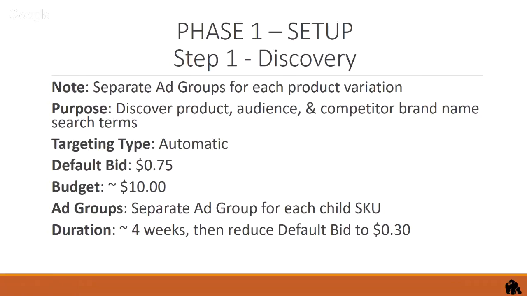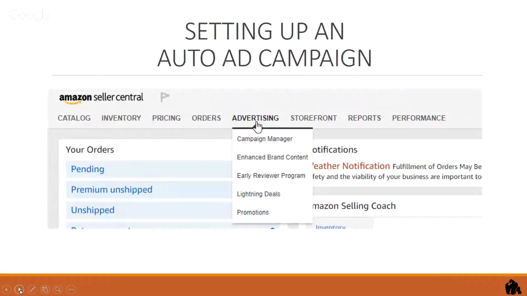Now, the suggested default bid is 75 cents with a daily budget of $10. Okay, and the ad groups, like I said before, is a separate ad group for each child or SKU, if you have variations. The duration for this particular campaign is estimated to start with 4 weeks and then reduce the default bid down to 30 cents. So we've still got it running in the background, but the default bid is slightly less. Now, if you don't know what some of these terminologies mean, I'm going to go into that later on, so don't worry. So let's jump over to how to set up an automatic campaign.